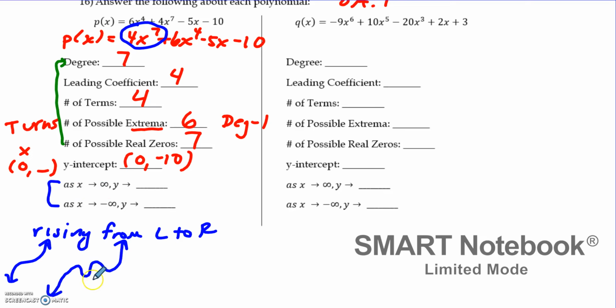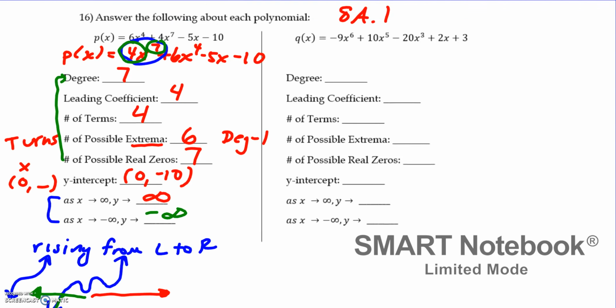As x is going towards infinity, so as x is going this way, it looks like my y values are going up forever. So y's are going to infinity also. However, as my x's are going to the left or towards negative infinity, the graph is dropping. So as I'm going this way, my graph is falling, which means I'm actually going towards negative infinity. So my suggestion for all of these would be drawing a quick sketch based on the lead coefficient. Because it was a positive, I knew the graph was rising, and I knew that the highest power was 7, so I knew it looked a little bit more like a snake.